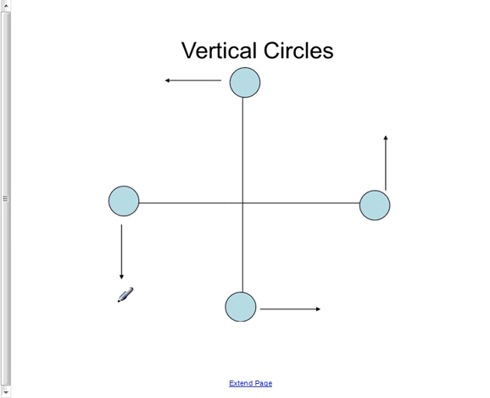Okay, this question is a vertical circle. We have a ball being twirled on a string going around in a circle like this. We are then going to look at four positions: the bottom of the circle, the right side, the top, and the left side of the circle.